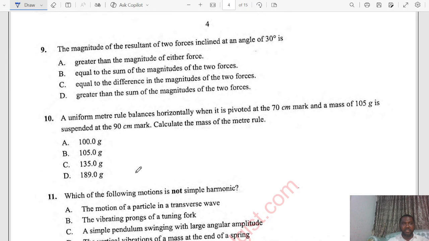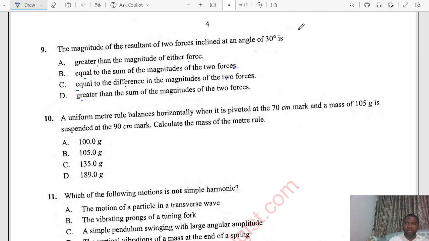The next one says the magnitude of the resultant of two forces inclined at an angle 30 degrees is greater than the magnitude of either forces, equal to the sum of the magnitude of the two forces, equal to the difference in the magnitude of the two forces, and greater than the sum of the magnitude of the two forces.